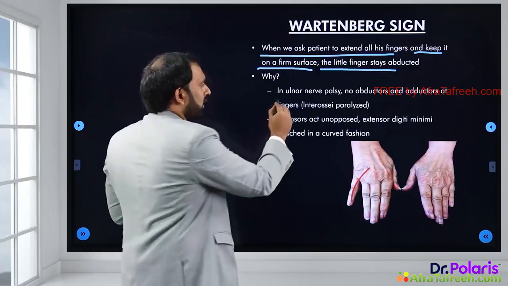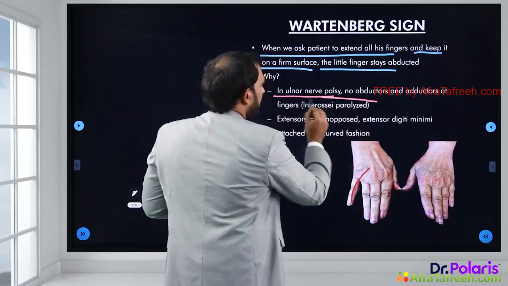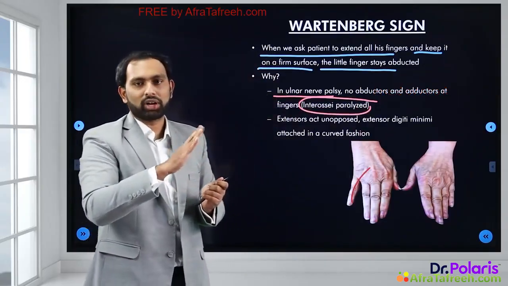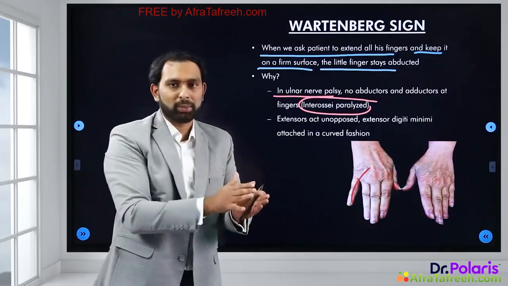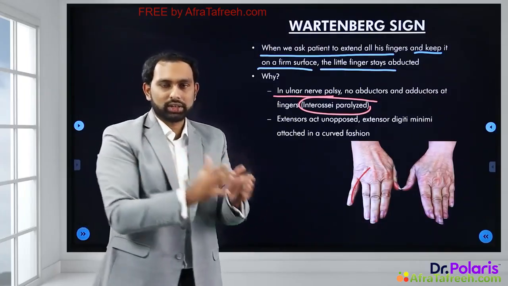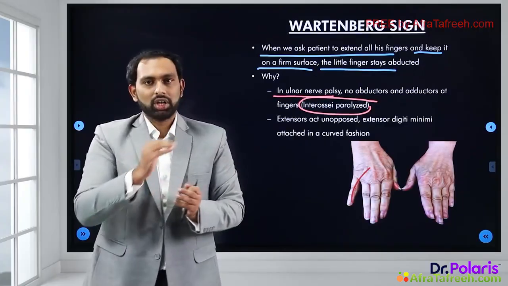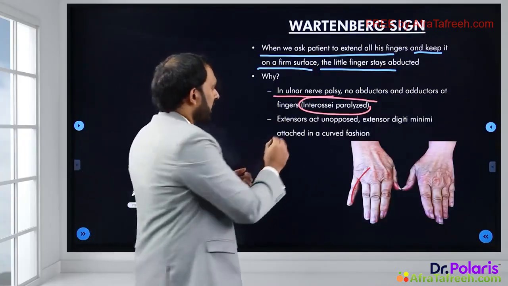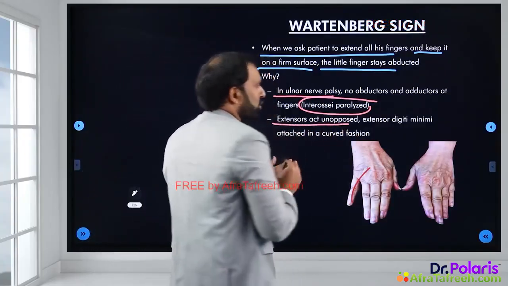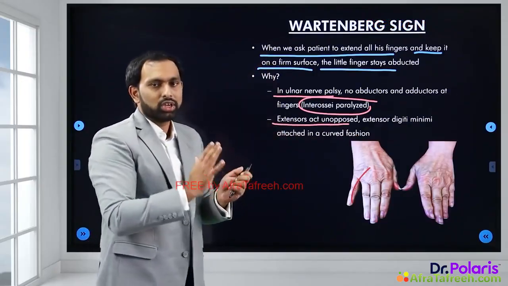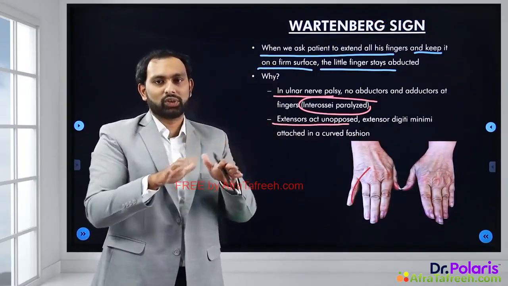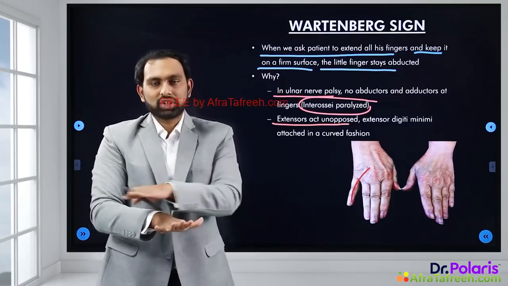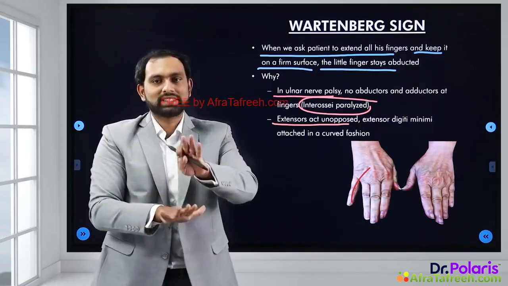Because in ulnar nerve palsy, we know that the interossei are paralyzed. So we know that the interossei are responsible for abduction and adduction. The palmar is responsible for adduction, the dorsal is responsible for abduction. So if these abduction-adduction movements are lost, in such a case, extensors will act unopposed. So abductors and adductors are lost, and only the extensors of the fingers are working. So when you ask the patient to do an extension movement, the abduction-adduction movement is lost and the extensor muscles are acting unopposed.